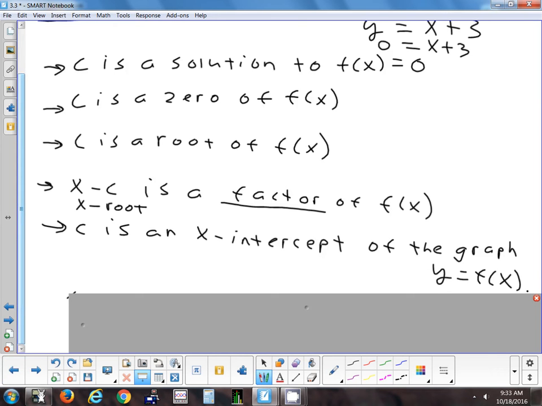And the last thing, you can also say that if you know a root, that's where it crosses the x-axis, if you were to graph it. So in the case I have here, if you graph y equals x plus 3, it would cross the x-axis at -3.